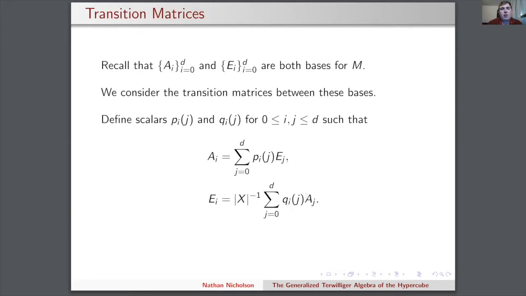So recall that, again, we have two different bases for M. So we'd like to consider transition matrices between those. And we're just going to define scalars Pij and Qij for i and j between 0 and d that essentially do this for us. So we get Ei equal to the sum of j going from 0 to d of Pi(j) Aj, and then Ai, basically we stick a scalar out front for aesthetic purposes, equals the sum j equals 0 to d of Qi(j) times Ej. So again, these would essentially be the entries of the transition matrices.